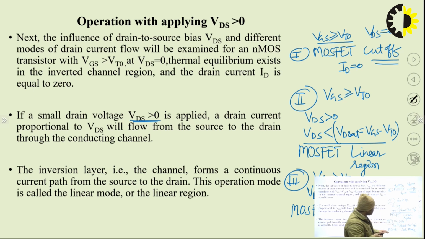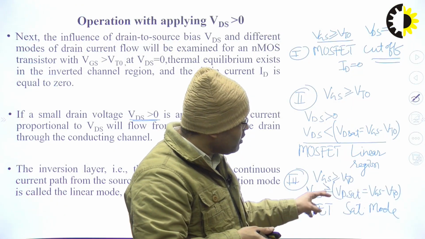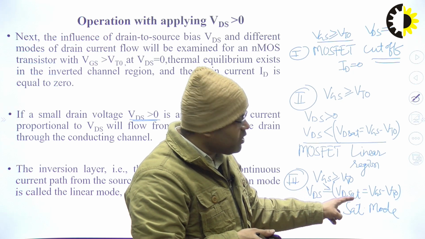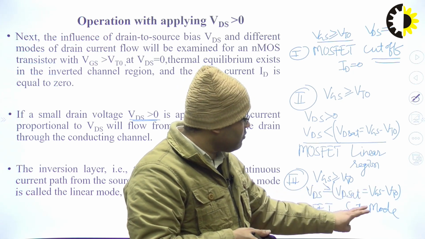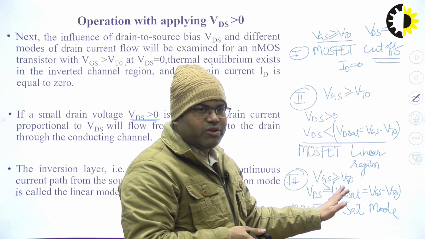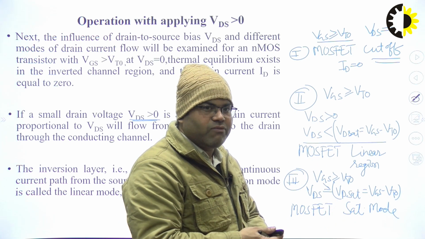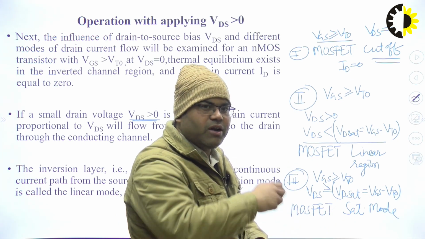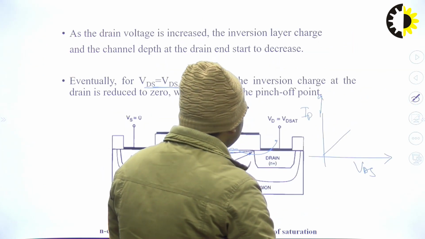Now the third condition, the MOSFET is in saturation mode. Here VGS is greater than VT naught and VDS is equal to or greater than VD saturation, meaning VDS is equal to or greater than VGS minus VT, then the MOSFET is in saturation mode. There will be no effect of increasing VDS. In fact, the current is saturated and has attained its maximum value.